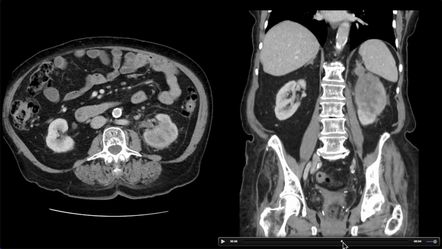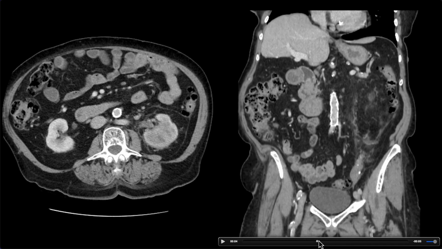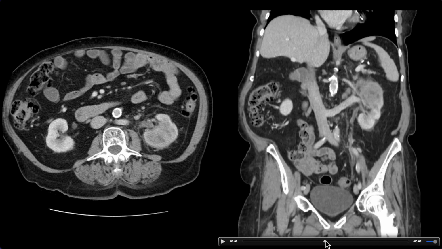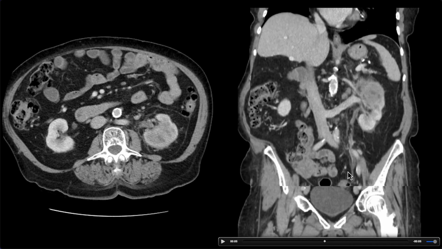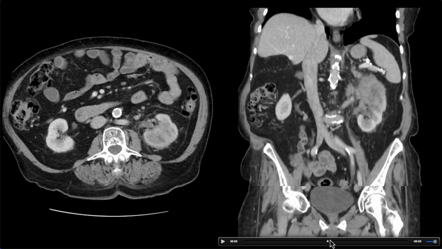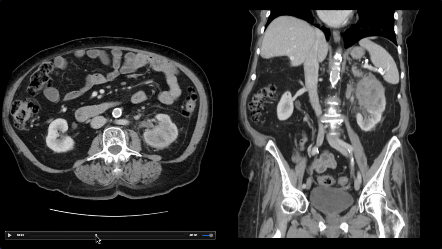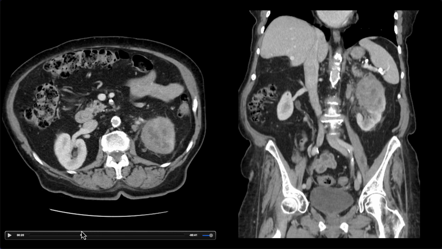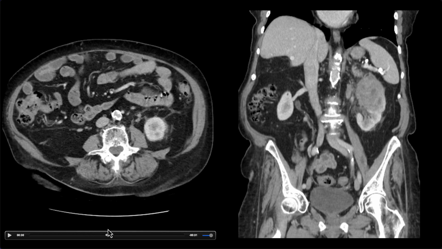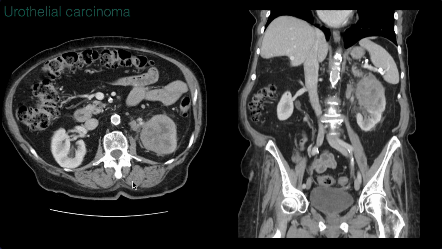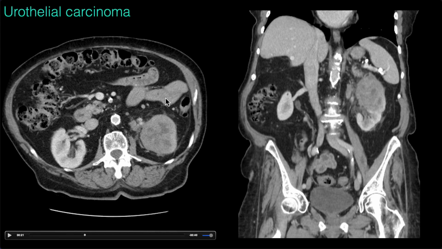So we have infiltration of the adrenal gland and a couple of periaortic lymph nodes, which are enlarged and abnormal as well. And so the big thing to be aware of in this kind of case is to be thinking of your mental checklist. This is not an infarct. This does not look like infection. This is infiltrative tumor, and this is a urothelial carcinoma, which was confirmed with biopsy.